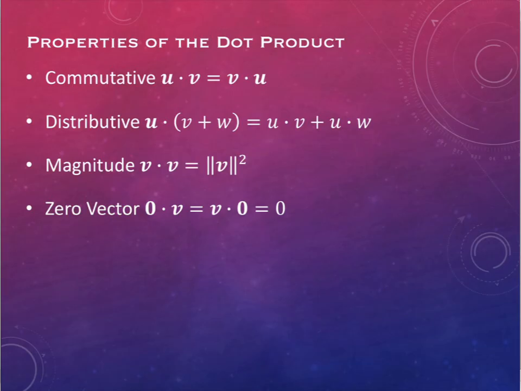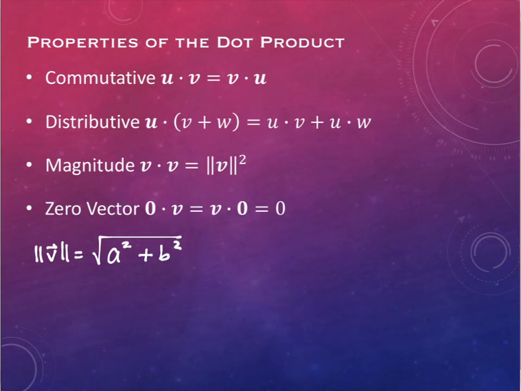Magnitude. Magnitude is actually the same as a dot product. Now, we looked at magnitude before. I'm going to write this at the bottom to remind you. The magnitude of v is the square root of a squared plus b squared, right? That's what we defined it as before.